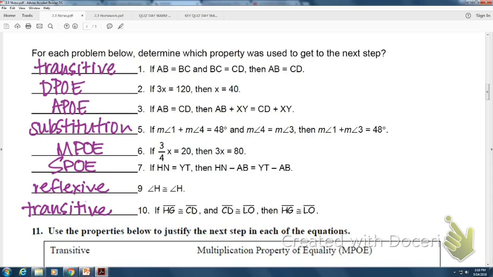Transitive is also known as your middleman term. When the middleman is the same, they can drop off. So HG is congruent to CD, CD is congruent to LO, the CDs are the same, so that's our middleman. If we just drop them off, we have HG is congruent to LO. So that's another way to identify the middleman. If they're congruent, the same, and as long as there are no operations, they can drop off and be transitive. Questions on 1 through 10?